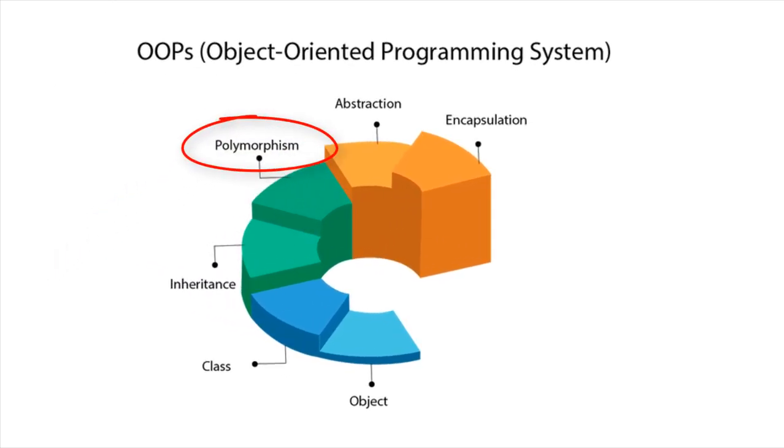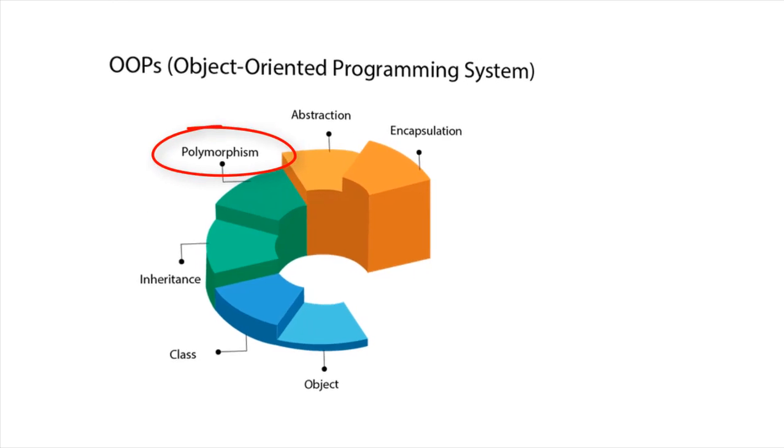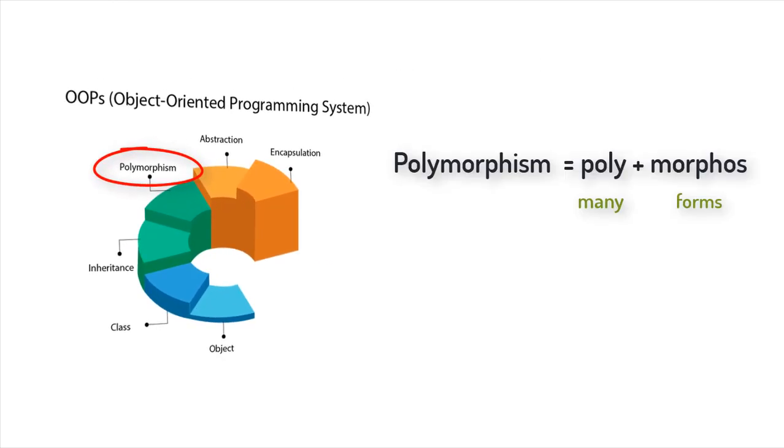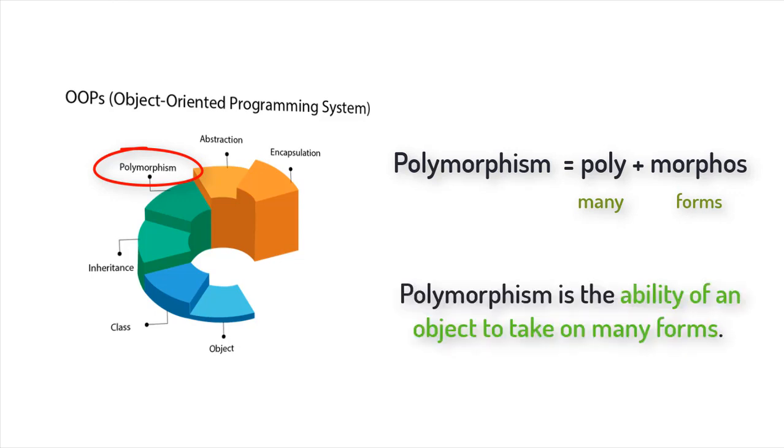And the last feature that I want to talk about is polymorphism. The word polymorphism came from two Greek words, that is poly, which means many, and morphos, which means form. So polymorphism represents the ability to assume several different forms.